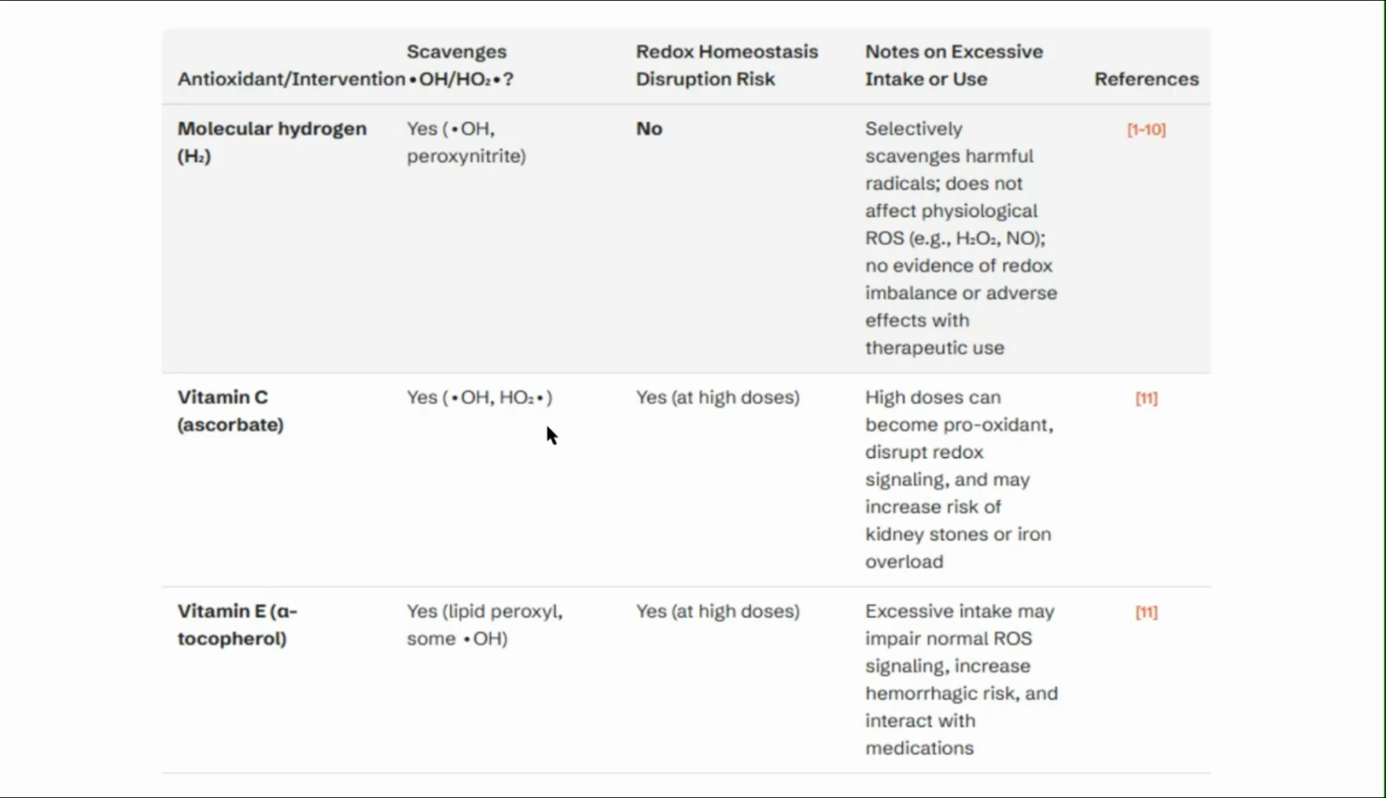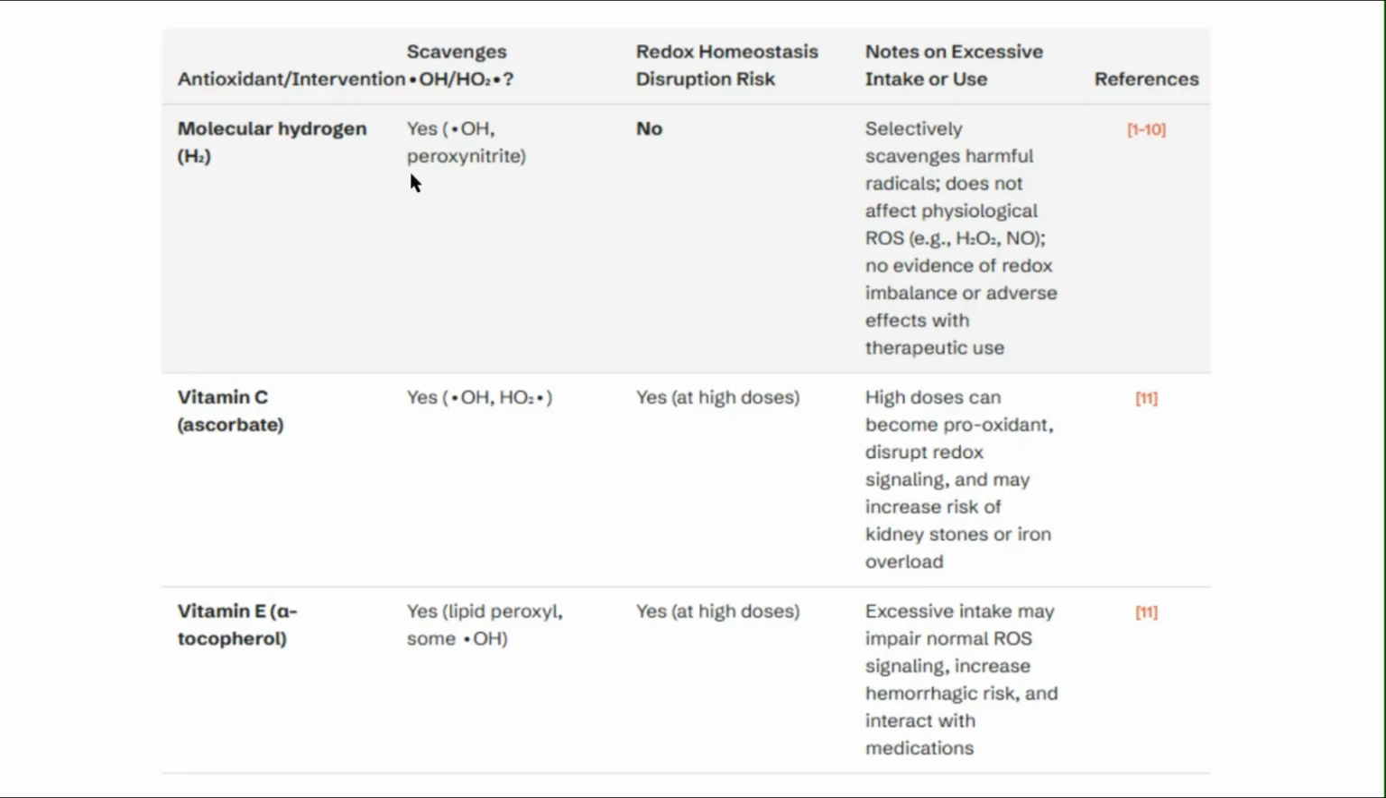Vitamin C is good at scavenging hydroxyl radicals, but then at high doses, it can become a pro-oxidant. And then I talked about how it can actually produce some hydrogen peroxide and oxalate. So sometimes it can increase the risk of kidney stones. And for people with hemochromatosis, it can increase your iron absorption, and that can lead to worsening iron status, like an iron overload state. And then my favorite one is molecular hydrogen, because it doesn't just mop up hydroxyl radicals, it also mops up peroxynitrate.